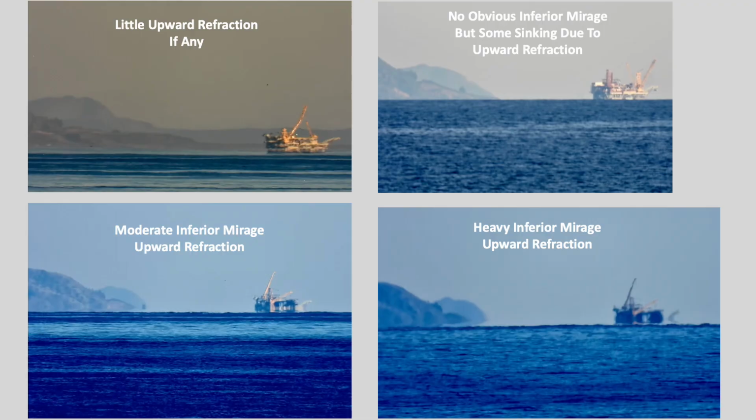Here's a few examples of upward refraction, ranging from little, if any, refraction in the upper left to heavy inferior mirage upward refraction in the lower right.